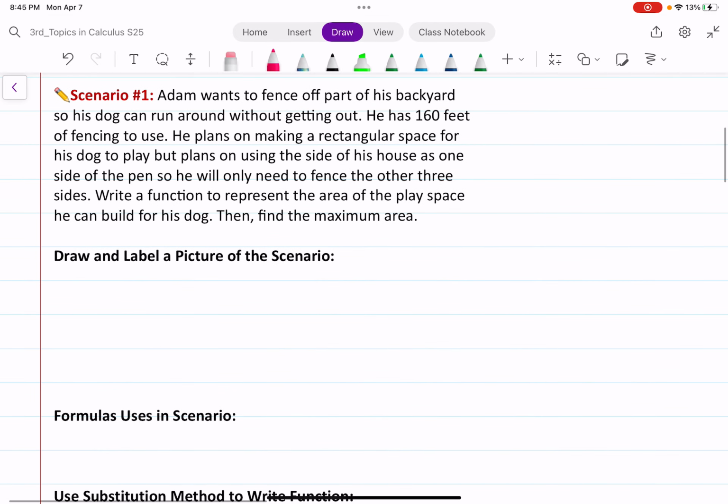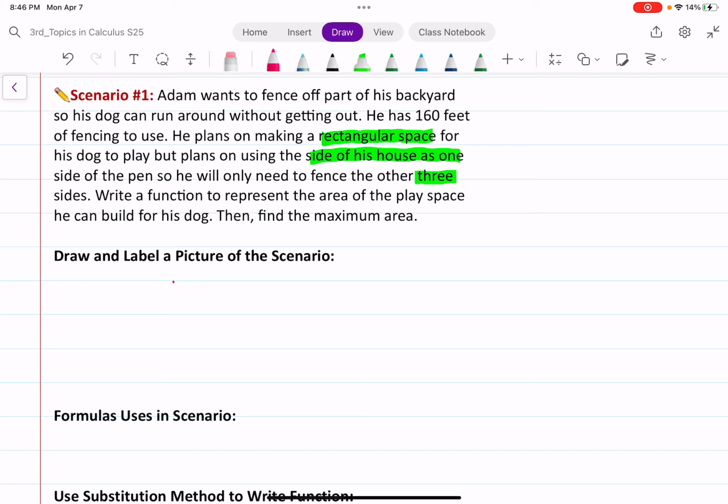So let's look at this first scenario. Adam wants to fence off part of his backyard so that his dog can run around without getting out. He has 160 feet of fencing to use. He plans on making a rectangular space for his dog to play, but plans on using one side of his house as one of the sides of the pen, okay?